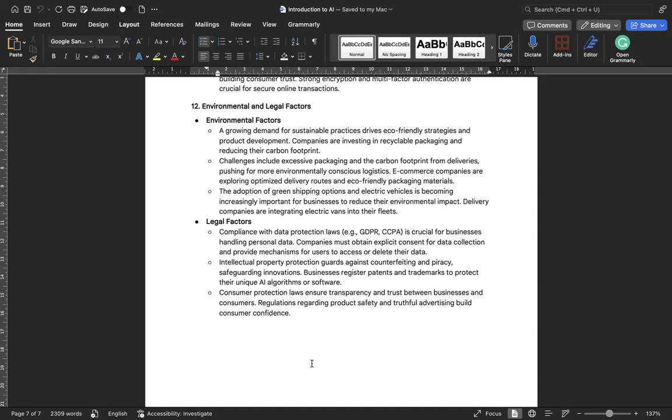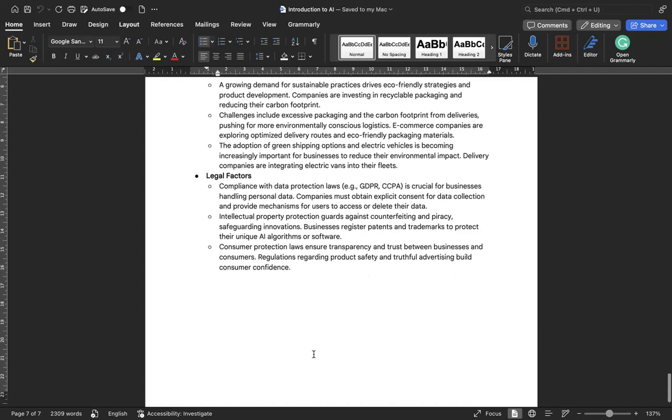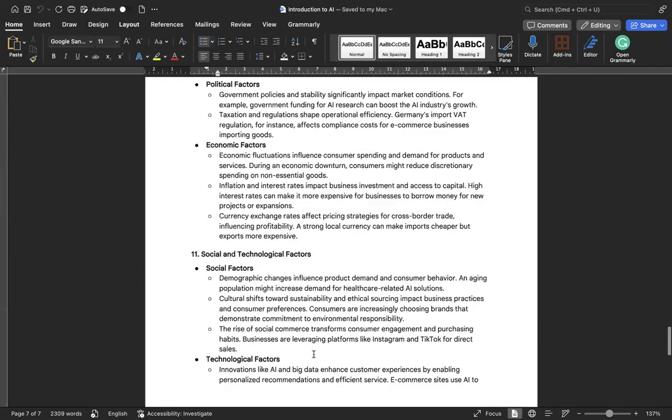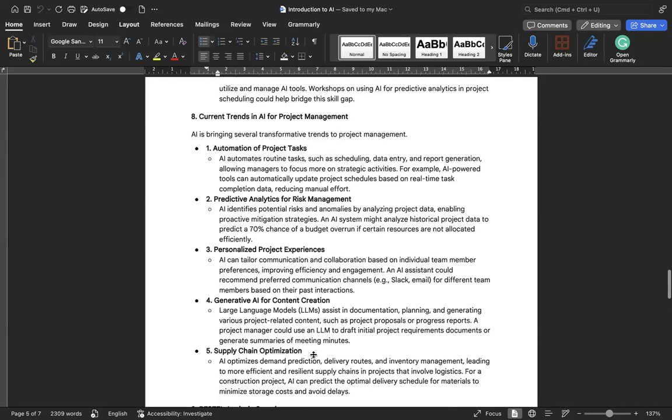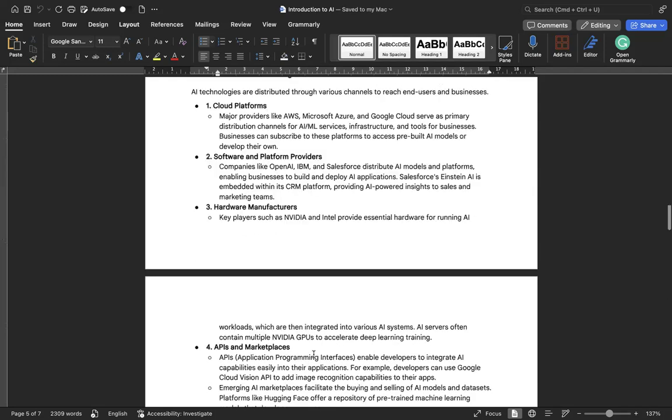And finally, these are applications, the related examples. For consumer protection, laws ensure transparency and trust between businesses and consumers. Regulations regarding product safety and truthful advertising build consumer confidence as well. These are the examples and facts we have on how it relates to project management.